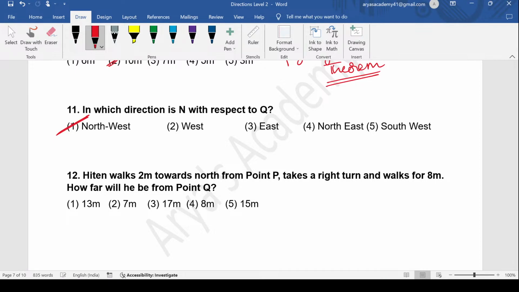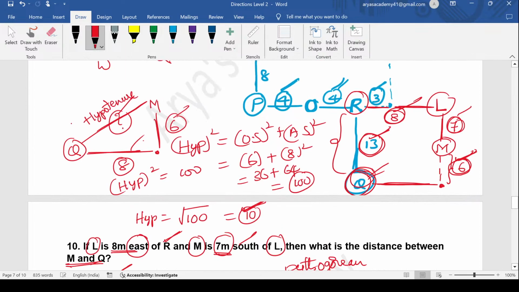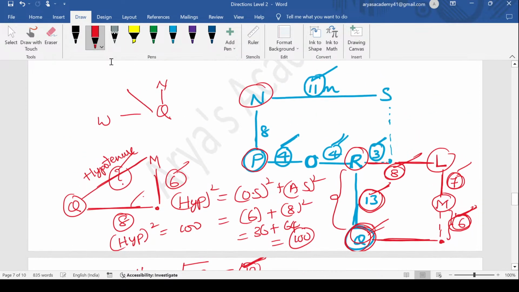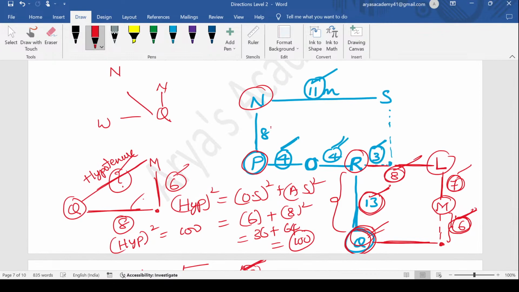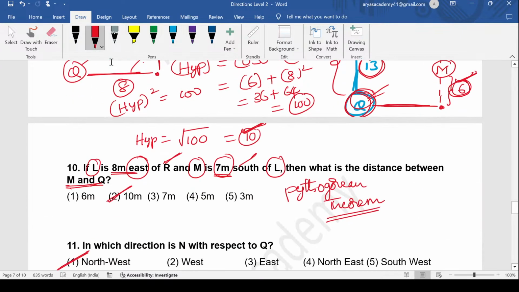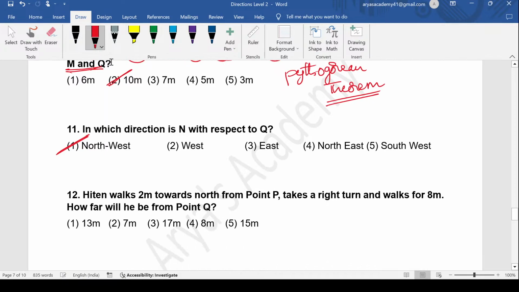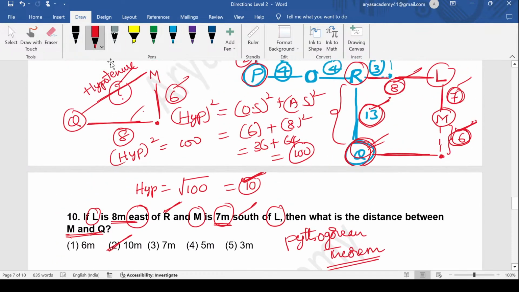Got it? And last question finally. Hithane walks 2 meters north from point P. We already know where point P is. Point P is here. He walks only 2 meters, and that too towards north. So this is actually 8, but he won't go for 8. He goes only up to this point, and this point is actually 2. Fine. Then what happens? Then he takes a right turn and walks for how much? 8 meters. How far will he be from point Q?